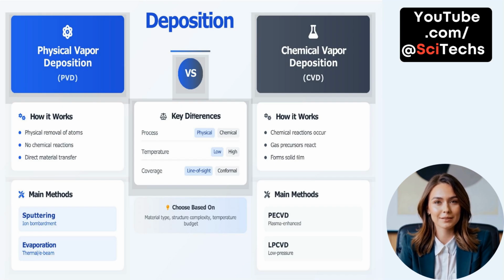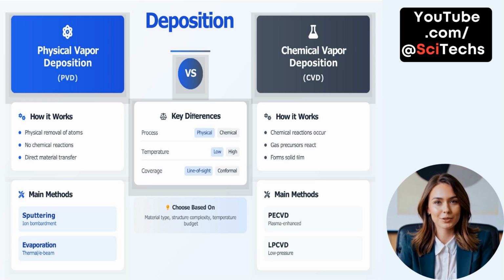Deposition. Deposition processes are essential in semiconductor manufacturing and are divided into two major categories: physical vapor deposition, or PVD, and chemical vapor deposition, or CVD. PVD works through the physical removal of atoms from a solid source. There are no chemical reactions involved.